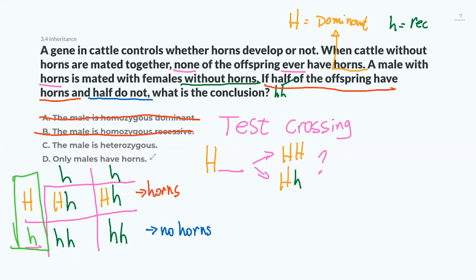Only males have horns. Now, could this be a thing? Yes, it could, but there's absolutely no indication whatsoever in this question that sex has anything to do with horns. There's no indication that only males have horns. At no moment do they talk about a Y chromosome. At no moment do they indicate a reason for you to suspect that there's a difference between males and females. So no, keep it simple. Answer letter C, the male is heterozygous.